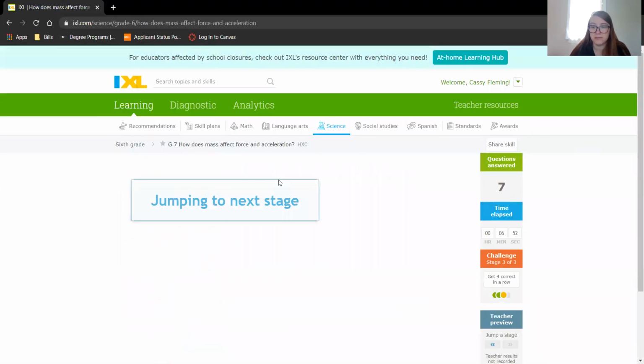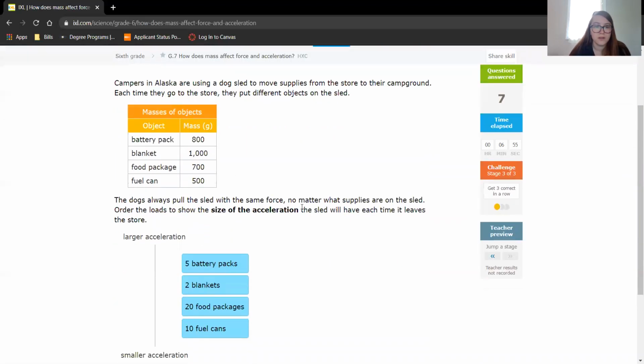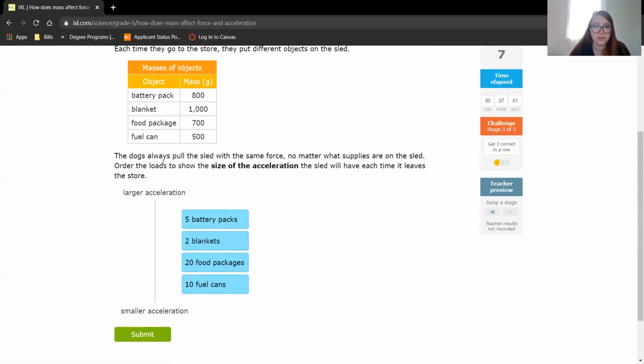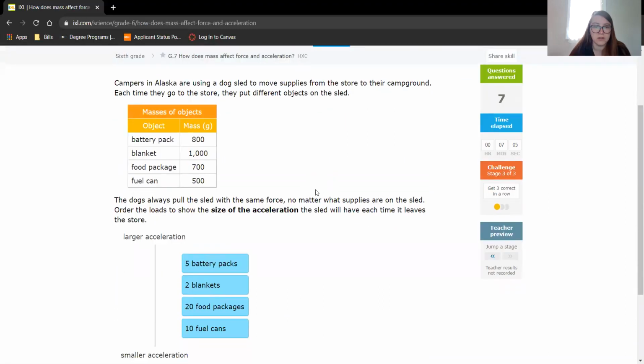And we'll jump up again. This one, the dogs always pull the sled the same force. Order the loads to show the size of acceleration. So again, this should be least heavy, it has the largest acceleration. Oh, this is just making us do some calculations.